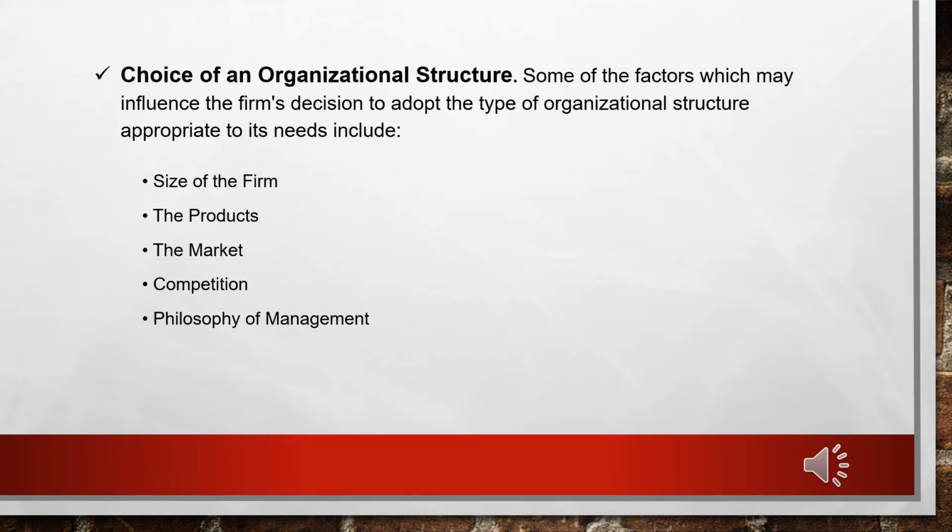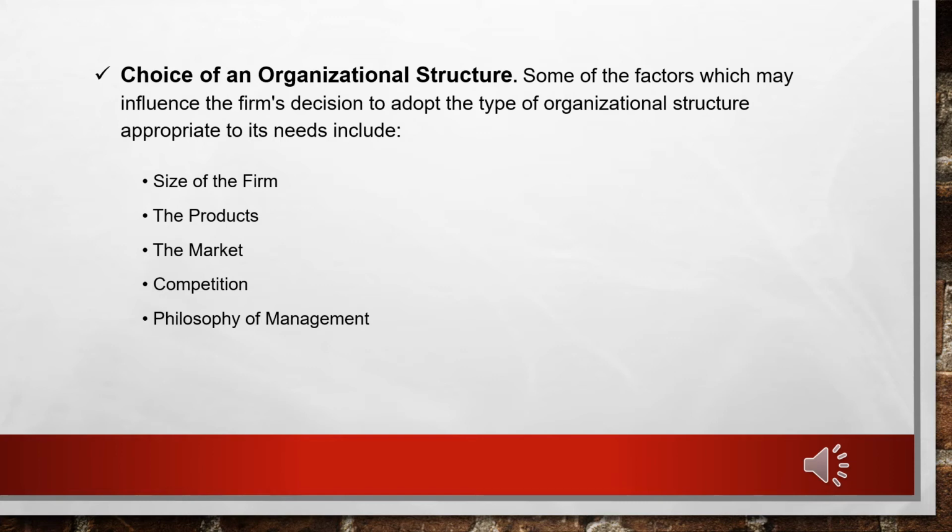Choice of an organizational structure. Some of the factors which may influence the firm's decision to adopt the type of organizational structure appropriate to its need include size of the firm, the product, the market, competition, and the philosophy of management. So, the size of the firm will indicate the complexity of the organization.